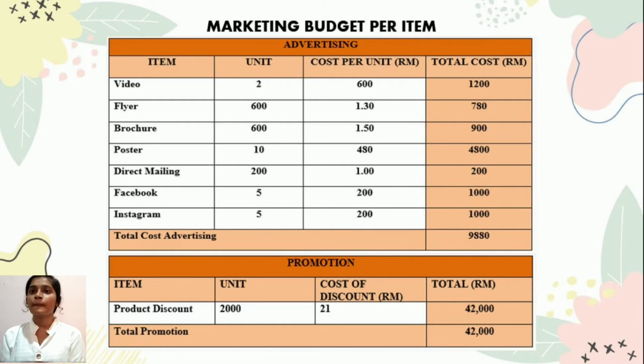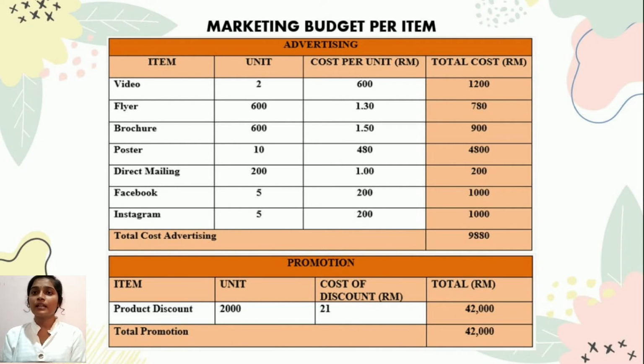For Facebook, 200 ringgit times 5 units, 1,000 is the total cost. Okay, for Instagram, 200 ringgit times 5, we get 1,000 ringgit as a total cost. And when we sum all the total costs: 1,200, 718, 900, 4,800, 200, 1,000 and again 1,000, the total cost of advertising we will get is 9,818.